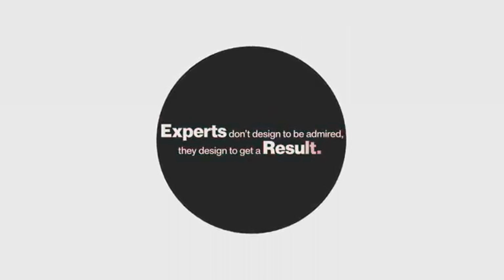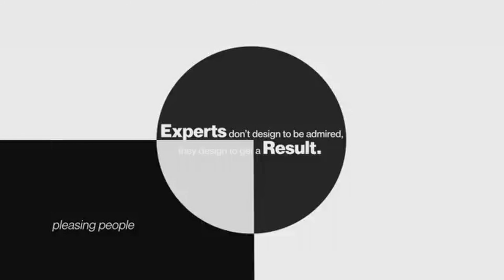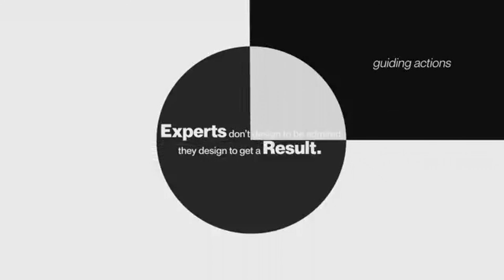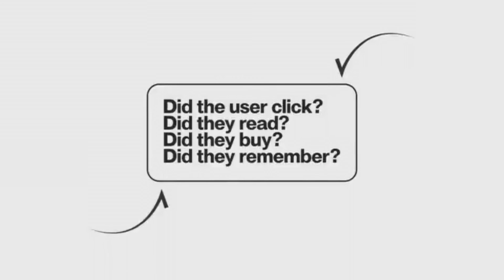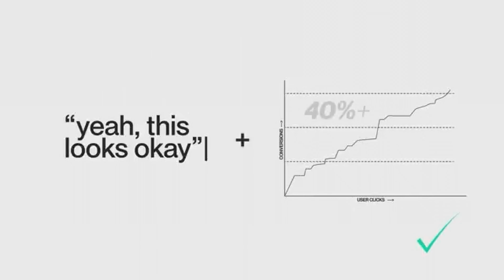Experts don't have a priority of their design being admired. They design to get a result. The focus actually shifts from pleasing people to guiding actions. Do the majority of users click here? Did they read this? Did they buy? Did they remember? That's the shift that really matters. If a client says, yeah, this looks okay, but the campaign gets 40% more conversions, that's a win. And as a designer, your job is to make things actually happen.